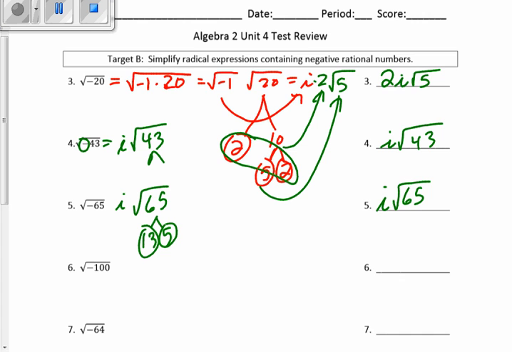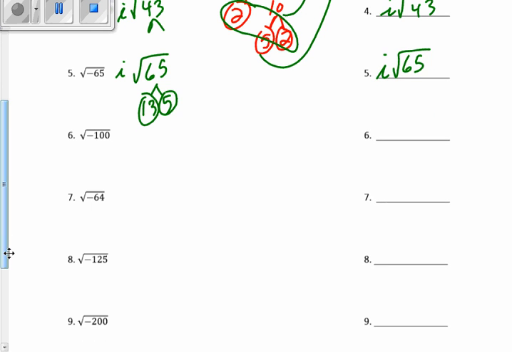Number 6, square root of negative 100. So we have the negative 1 comes out as i, and then square root of 100 is 10. You can break it down with the prime factor trees if you like. No need, square root of 100 is pretty easy, 10. Number 7, you have 64. Square root of 64 is 8, and then the negative comes out as i, so 8i.